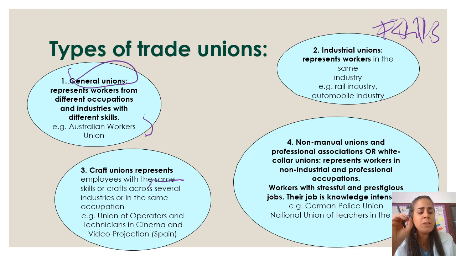So these are the oldest type of trade union and were formed originally to organize workers according to their particular skill. Okay? Finally, I have the non-manual unions, or I can call them as well professional associations or even white-collar unions. Here I am talking about prestigious or high-ranking jobs. So these labor unions recruit professional, administrative, and clerical staff, so workers that take a salary, and other non-manual workers.